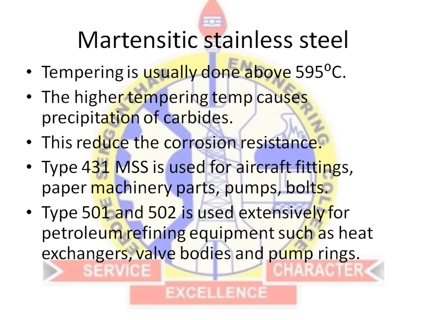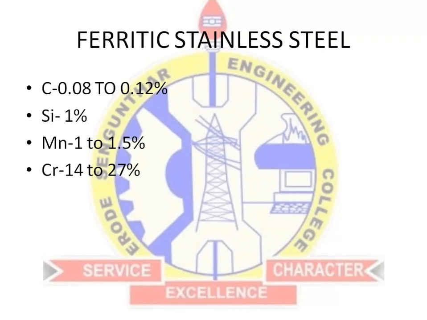Then type 501 and 502 is used for petroleum refining equipments such as heat exchangers, valve bodies, pump rings and all. These components are manufactured from 501 and 502. 431 is used for making aircraft components. So next to that is ferritic stainless steel.